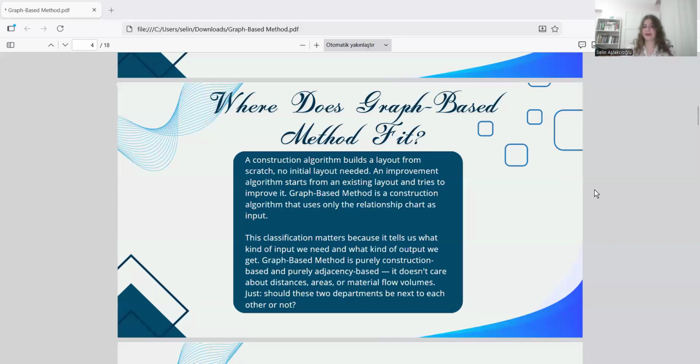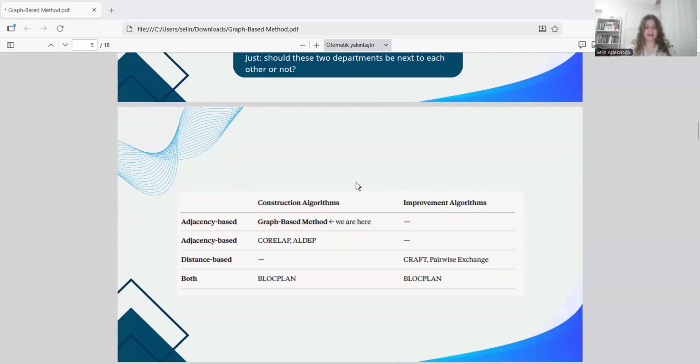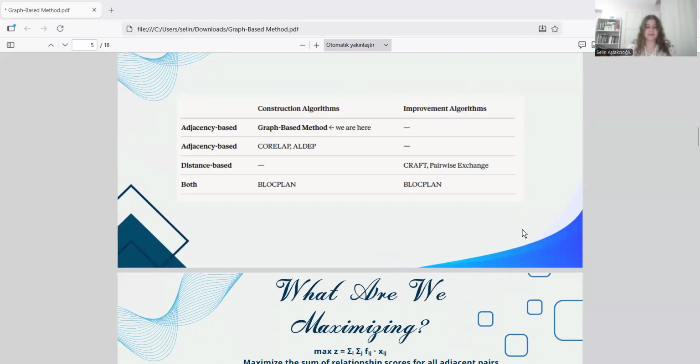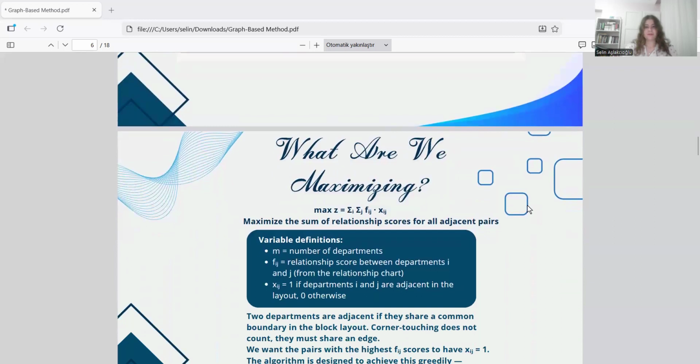Where does the graph-based method fit? A construction algorithm builds a layout from scratch. No initial layout is needed. The graph-based method is a construction algorithm that uses only the relationship chart as input. Here are some other methods you can see in this table, showing whether they are construction algorithms or improvement algorithms.